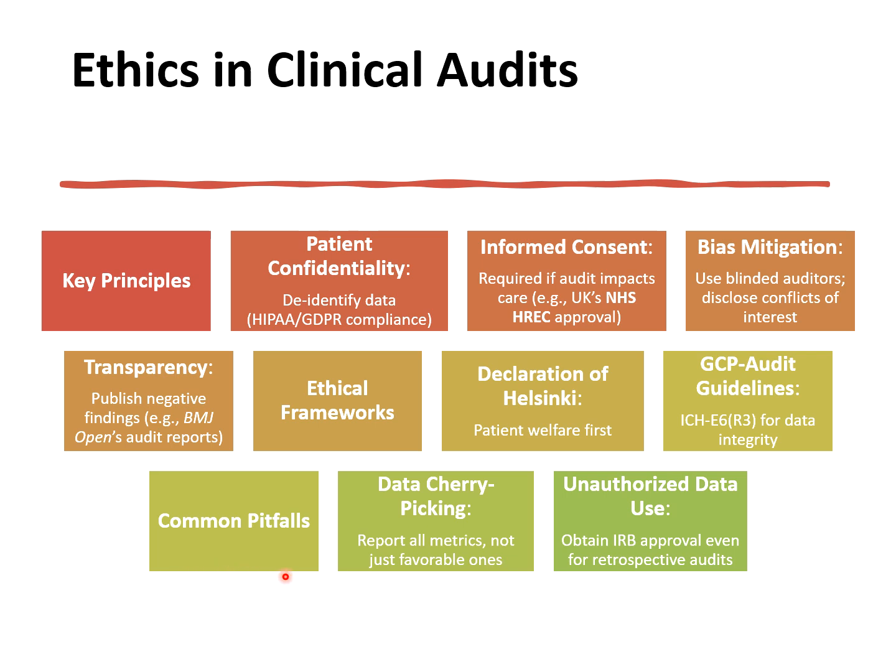And the common pitfalls that we see are data cherry picking. Report all metrics, not just favorable ones. This is very important, because we can create a bias and neglect certain data by data cherry picking. Another thing is that unauthorized data use must be prohibited. Obtain IRB approval even for retrospective audits. So it's preferred that you ask for IRB approval and go for informed consent as well. These two things are important in clinical audits.